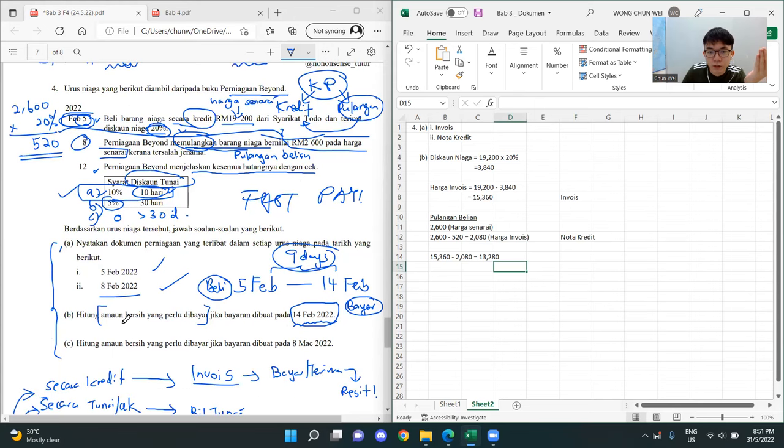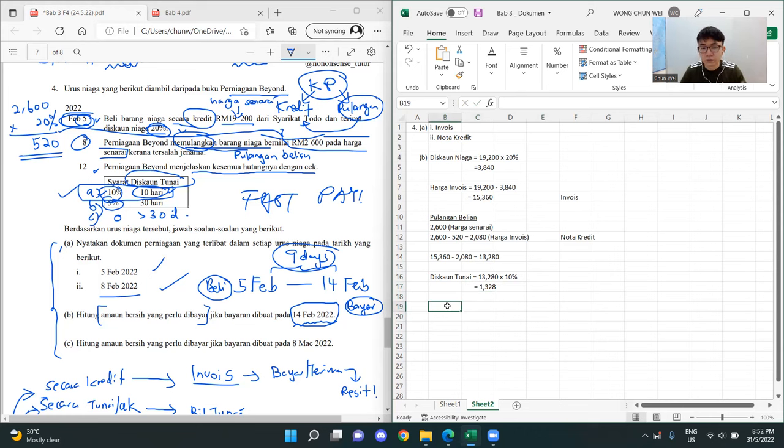So now, come back to this question for B. So the B is saying that we are paying this amount within 10 days. So if we pay within 10 days, I get another 10%. 10% based on this latest amount. All right? So here, discount to 9. So use the 13,280 times the 10%. So you get 1,328. That is a discount to 9.